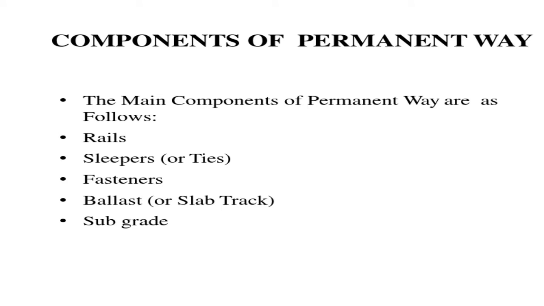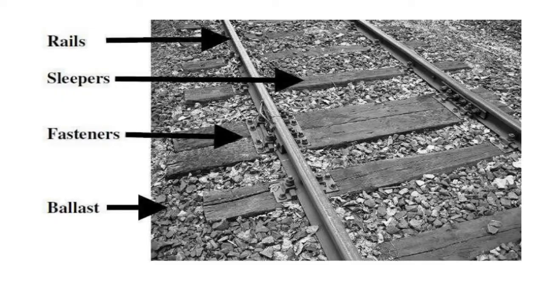Then comes the components of permanent way. So which are the main components in a permanent way? First one is rail, next is sleepers, next is fasteners, then ballast, then subgrade. So we have to go through each and every component separately. We'll just see how the components are.